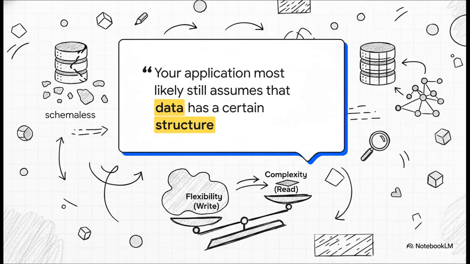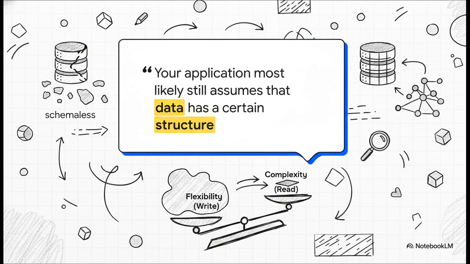Your application most likely still assumes that data has a certain structure, it's just a question of whether the schema is explicit or implicit. As this highlights, structure is never truly destroyed or absent, it is merely relocated. Even if you're utilizing a highly flexible so-called schemaless document database, the software engineer writing the application code still absolutely expects to find certain fields formatted in certain ways.